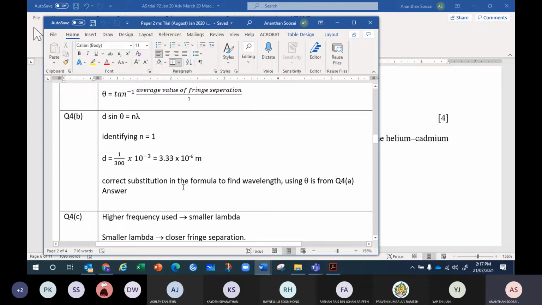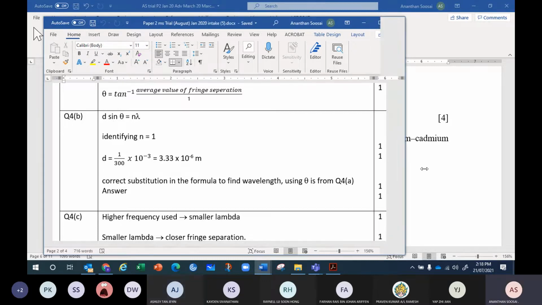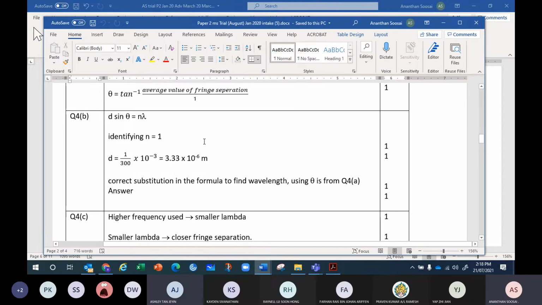Which part you don't understand here, Ashley? I didn't get the answer. Oh, you got a different answer. What's the answer you got for the wavelength? They didn't give the wavelength. The wavelength answer is not given here in the mark scheme itself. They just show what are the inputs you give.